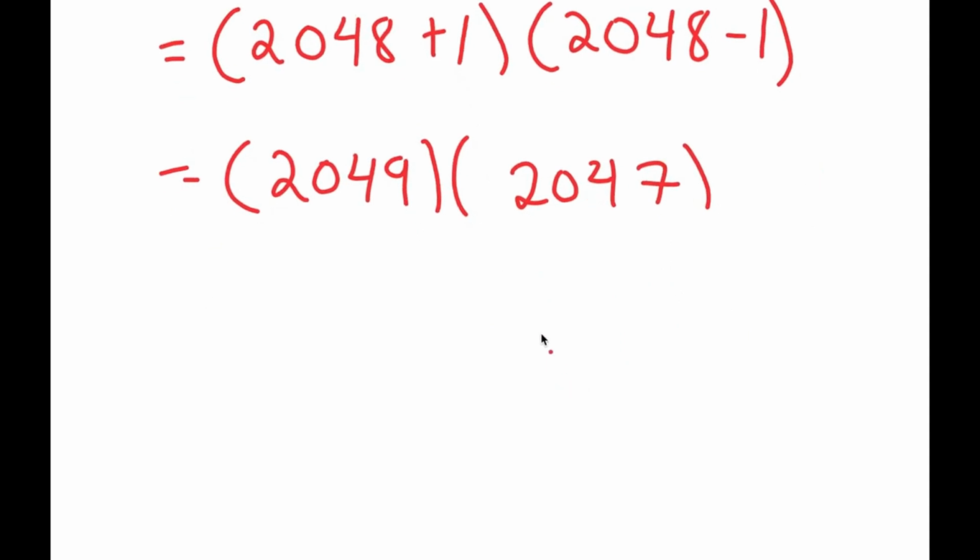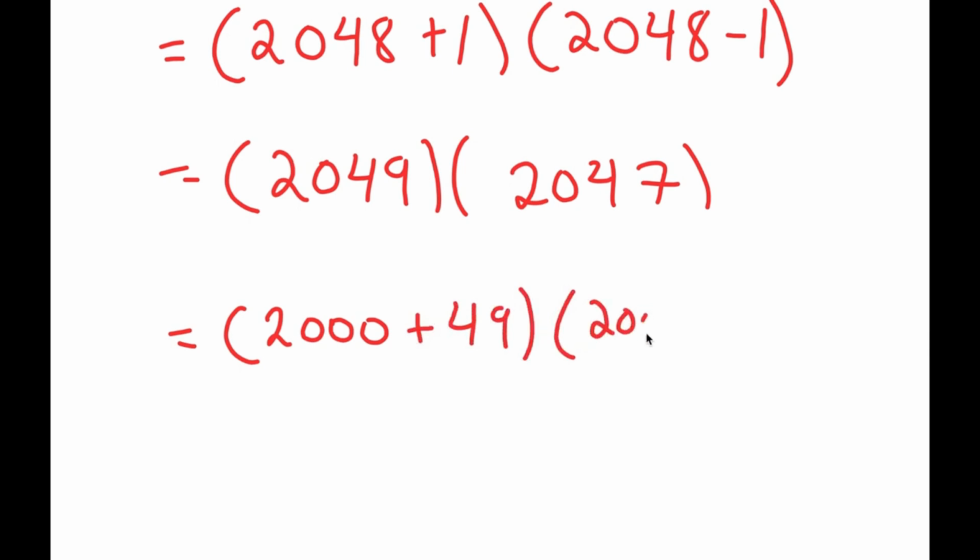And now, a simpler way of multiplying this, rather than the usual method of multiplying, which takes way too long. So a much easier route is to rewrite this as 2000 plus 49 times 2000 plus 47. Now from here, I can simply distribute.